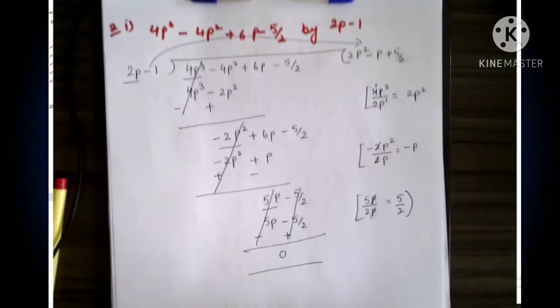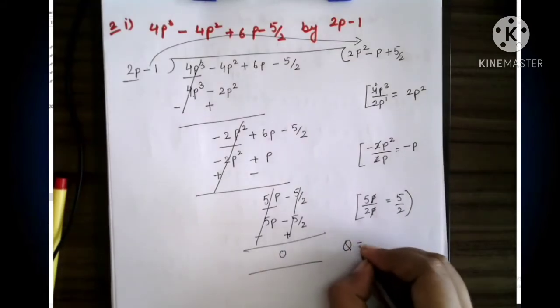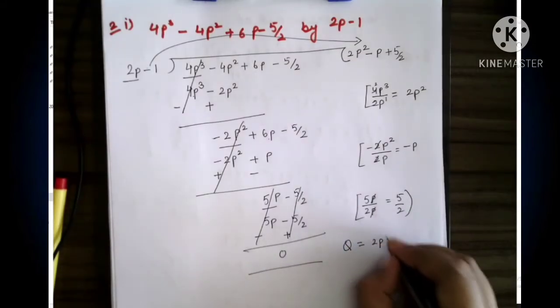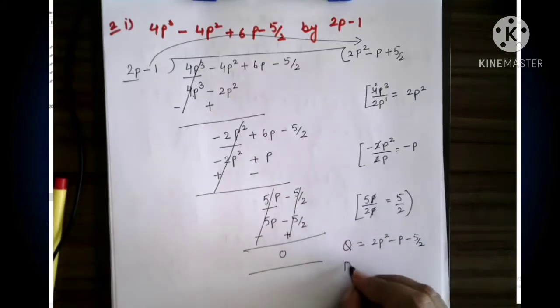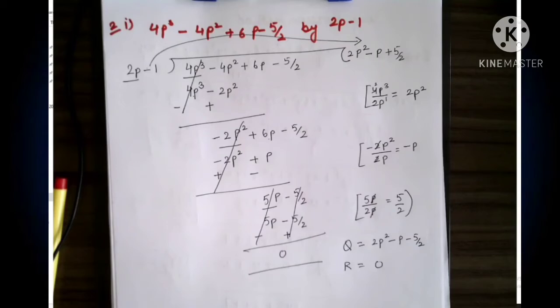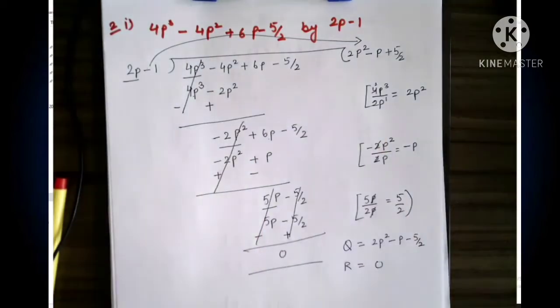So what is the question? We have to write the answer. The quotient is equal to 2p square minus p plus 5 by 2 and the remainder is equal to 0. You have to practice a lot. Simple one. Whoever understood this step, it is the same. Fine. Move to the next question.